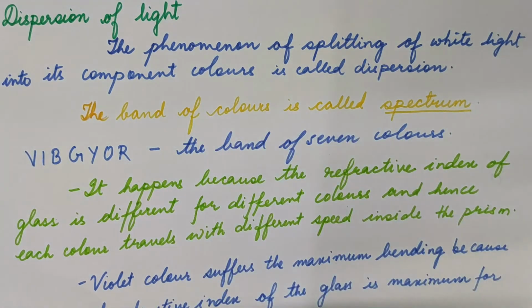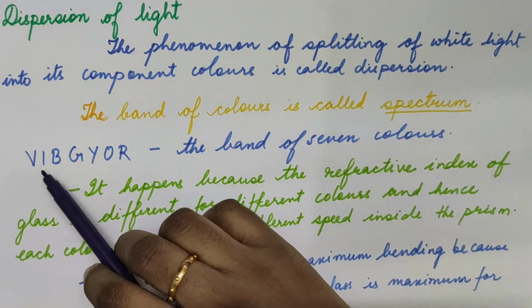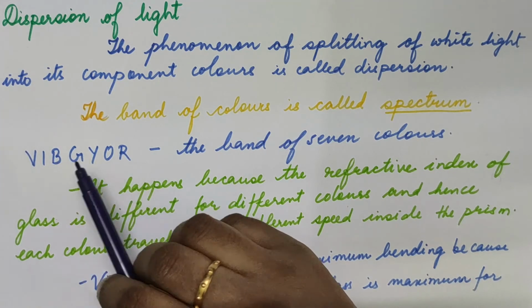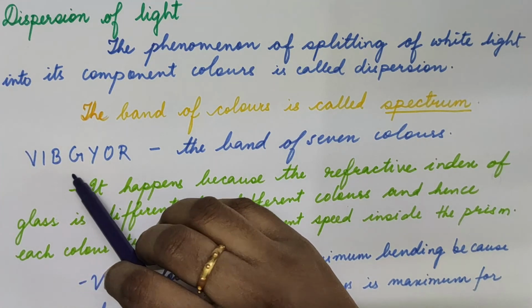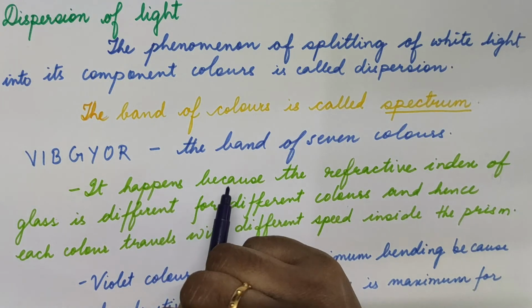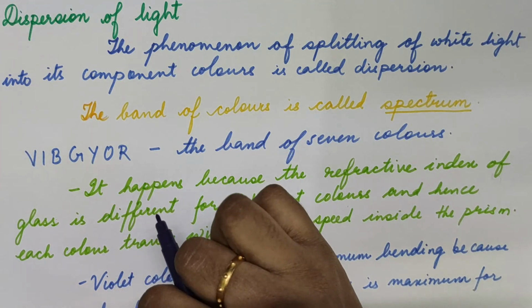And the band of colors which is formed is called the spectrum. Okay, that 7-color band is called spectrum. The colors are in the order of VIBGYOR, that is violet, indigo, blue, green, yellow, orange and red. This is the band of the 7 colors that you see.